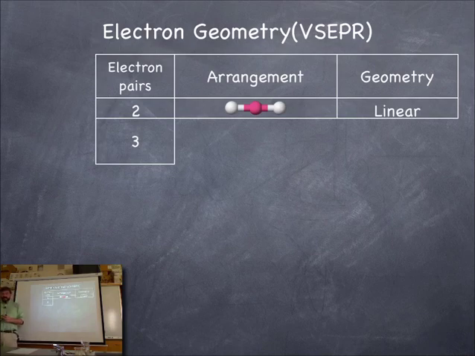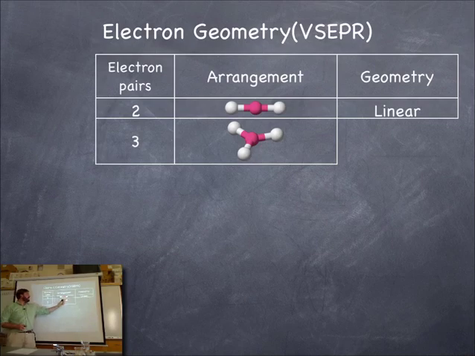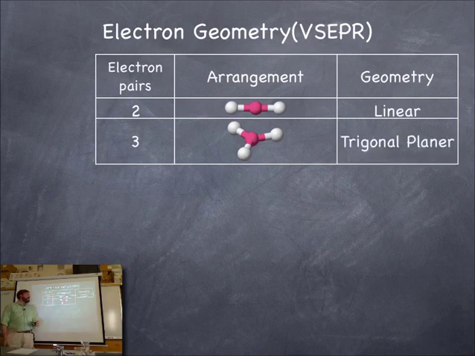So, if I have three things that I want to arrange, I can maximize their distance. The best thing I can do is get them 120 degrees from each other. Okay? This sort of geometry is the maximum distance that you can have three things. They form a flat plane. Okay? And that is trigonal, because it forms a triangle, and it's planar because they all lie in a flat plane. So trigonal planar is a geometry for three things that you want to arrange around a central atom.